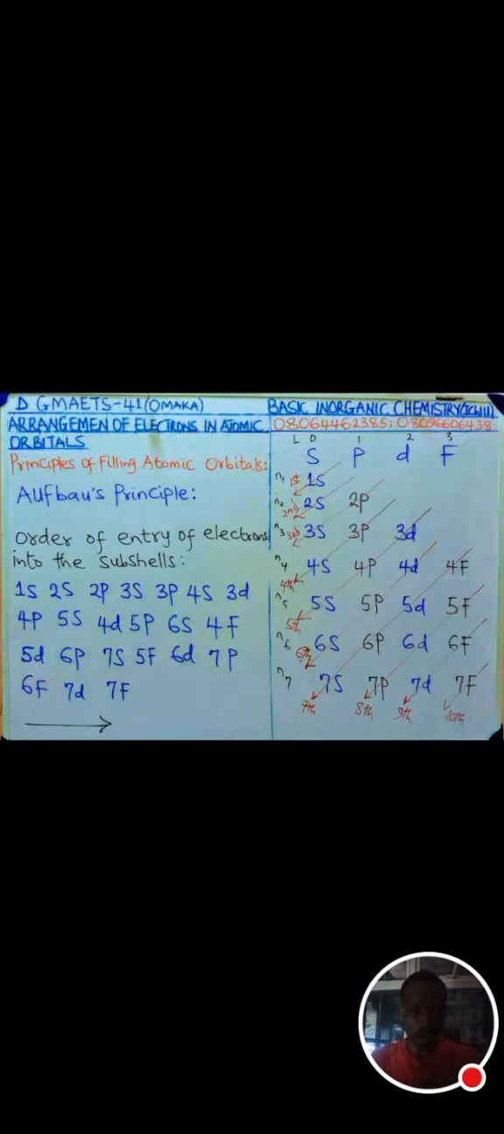So this is the building block principle. You can see certain things drawn on the right hand side with arrows showing.